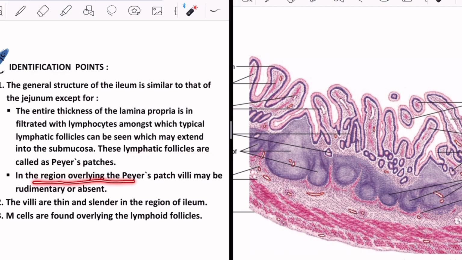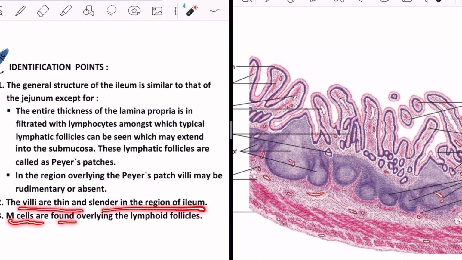In the region overlying the Peyer's patch, villi may be rudimentary or absent. So in the region where the villi overlie the lymphatic follicle, the villi are rudimentary. In other regions, villi can be seen as normal. The villi are thin and slender in the region of ileum.